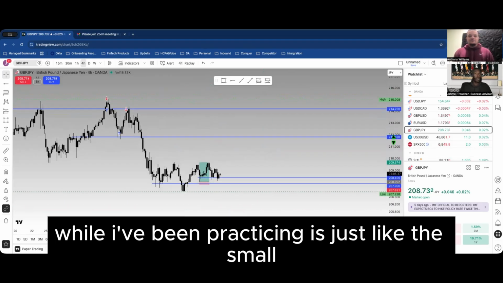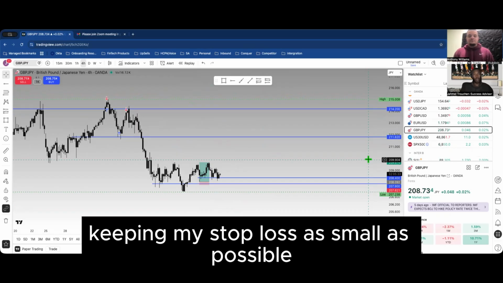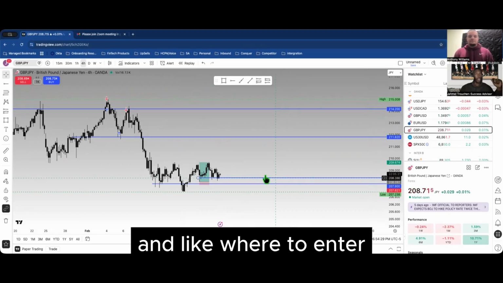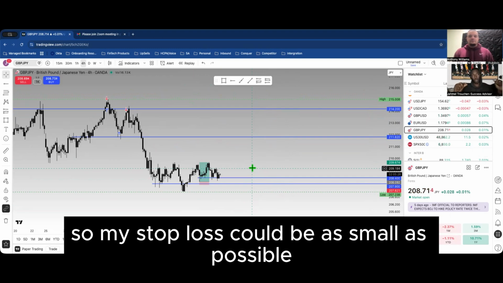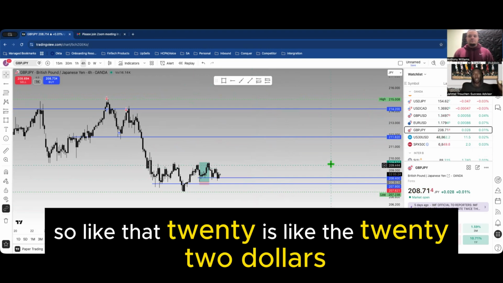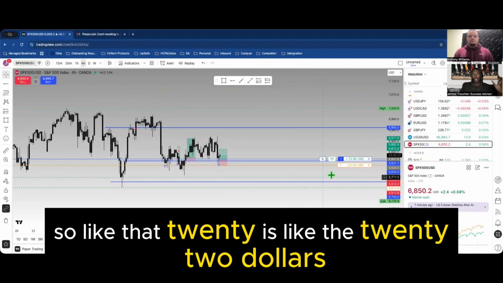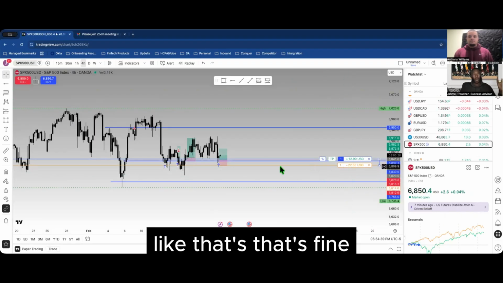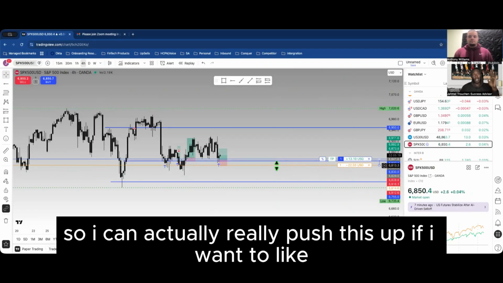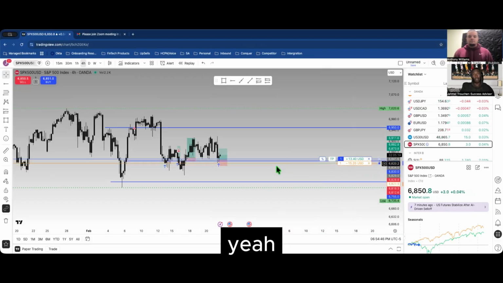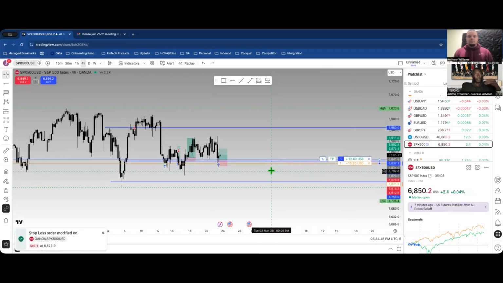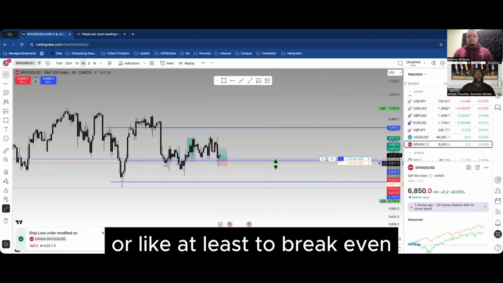What I've just really been practicing is keeping my stop loss as small as possible, and where to enter so my stop loss could be as small as possible. So like that $22, that's fine. It's already going up, so I can really push this up if I want to, like here, or at least to break even.